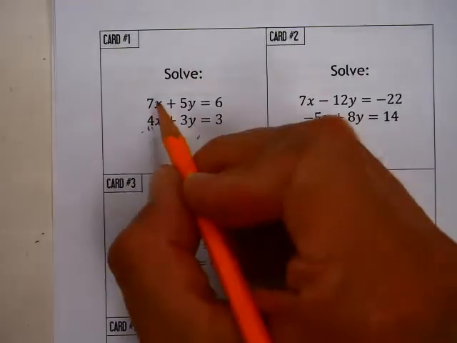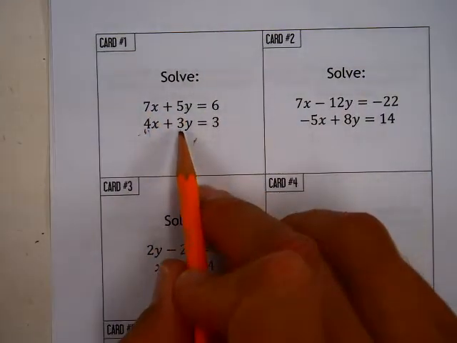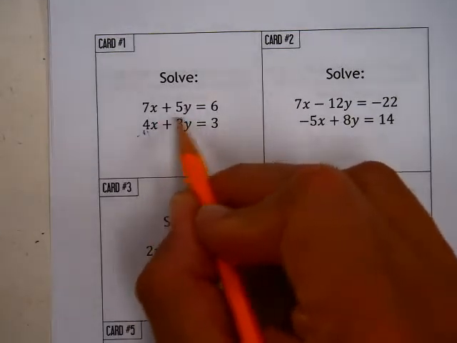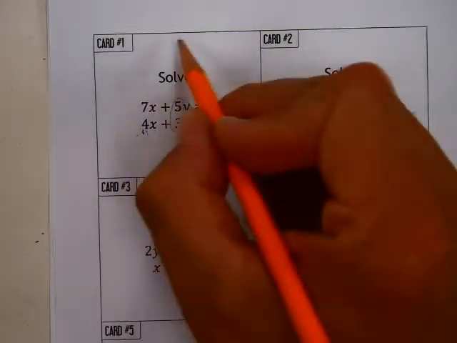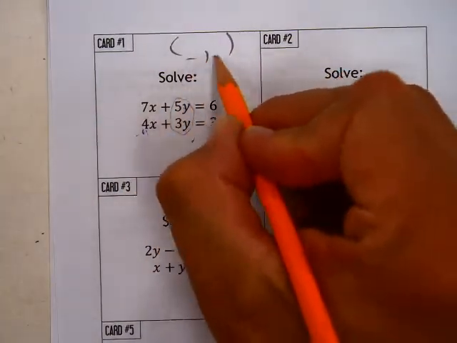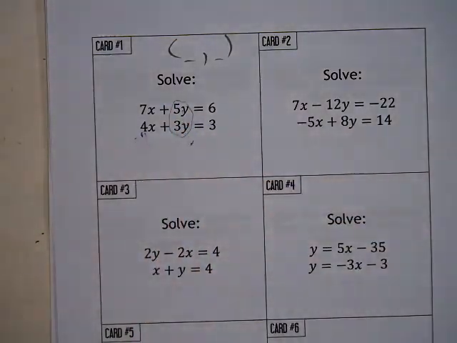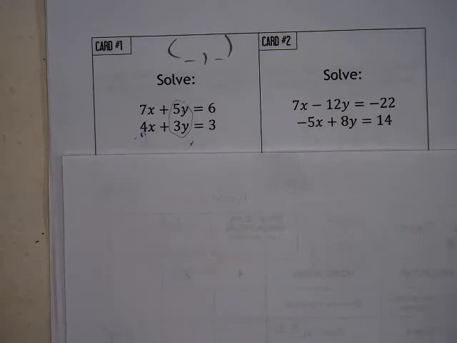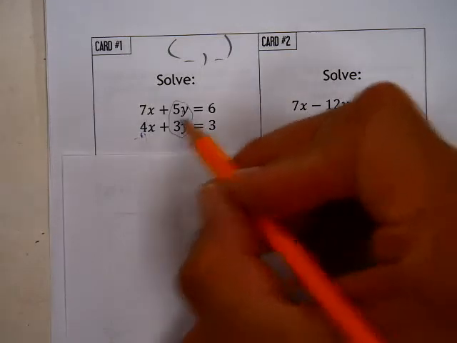Card number one, a lot of people started with this and may or may not have finished. In this case, it would probably be best to do the elimination method because it's not set up as y equals or x equals. And probably the easier variable to get rid of would be the y variable. If we're solving a system, we're looking for a solution that involves an x and a y. So if we could eliminate a variable first, then we can go on to solve for the other variable, and then plug in the answer and finish up.